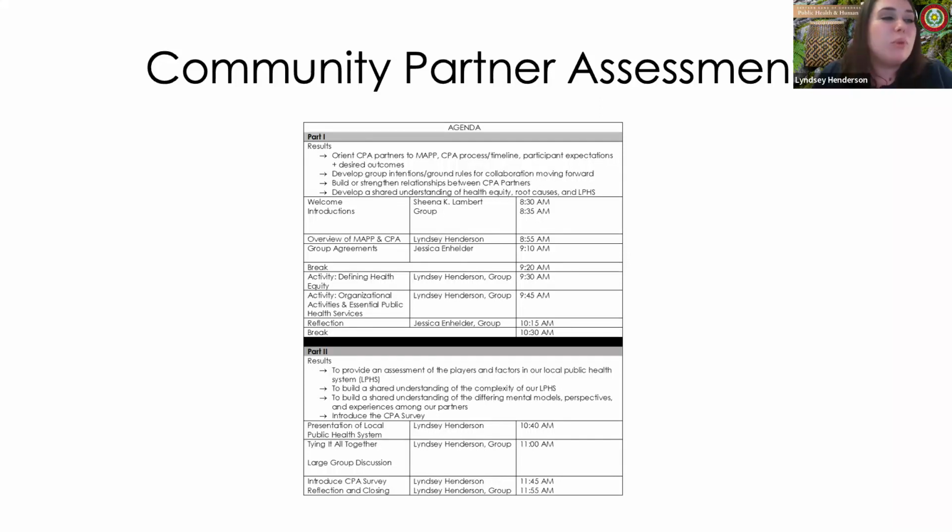So what we focused on was developing a shared working definition of health equity, aligning agency activities to essential public health services, and mapping EBCI's local public health system with health improvement priorities. So our participants included our Public Health and Human Services Division, Jackson County Health Department, our school system, our legal aid office, and our local hospital system.